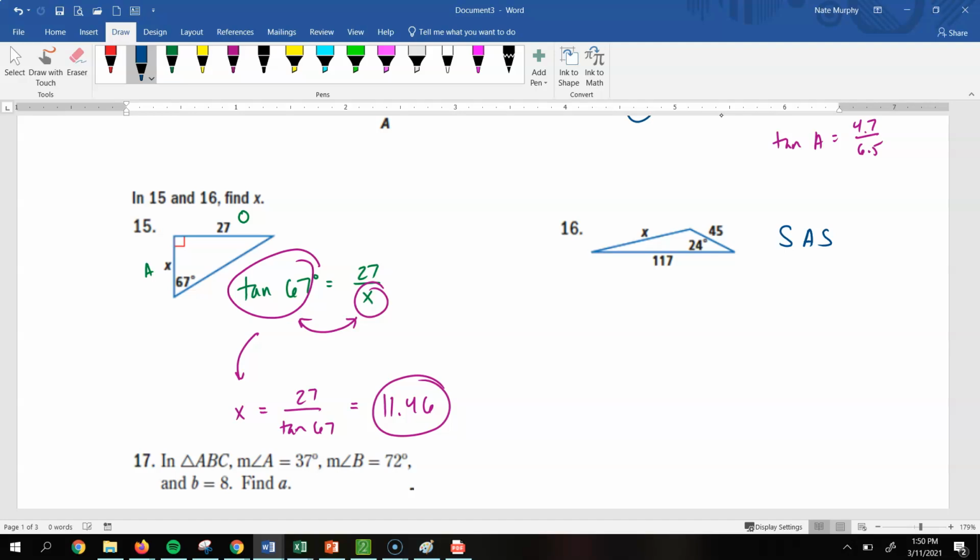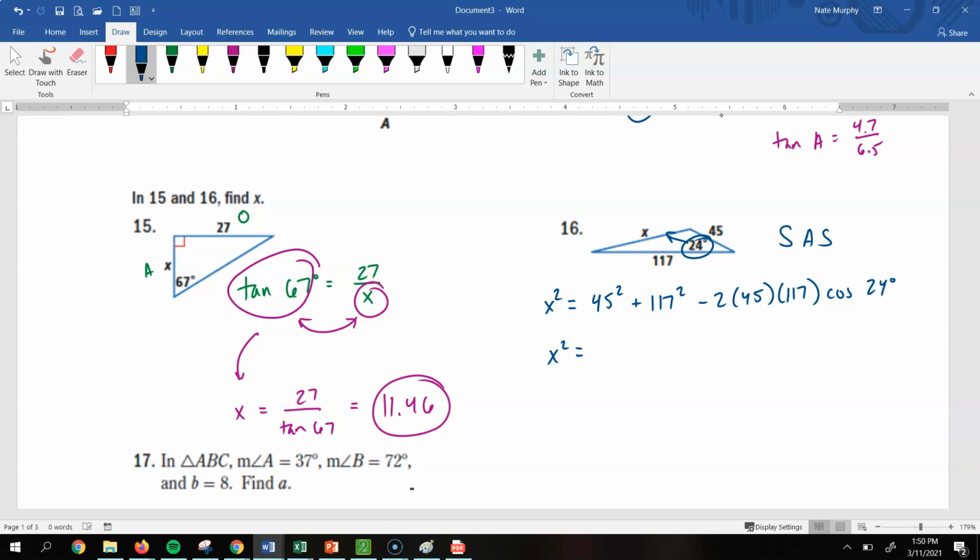Okay, so with the law of cosines, remember we work with this angle. We're going to take the cosine of that angle. So on the other side of the equal sign is going to be the side on the other side of the angle. So I'm going to set this up to be x squared equals, and then we have the two sides, 45 squared and 117 squared. Then it's going to be minus 2 times the two sides, 45 and 117, times the cosine of the angle that makes up those two sides.